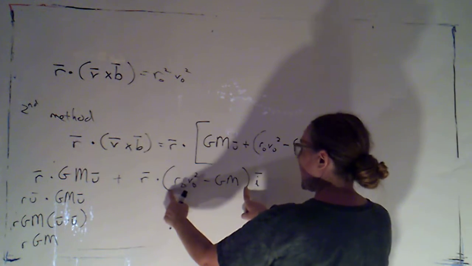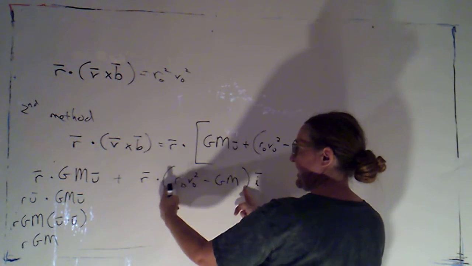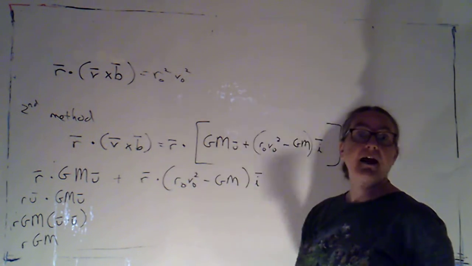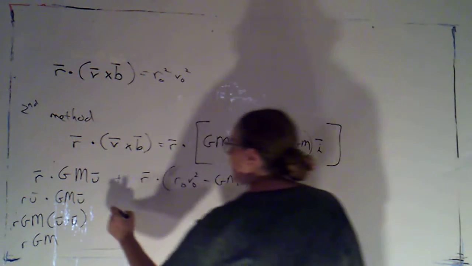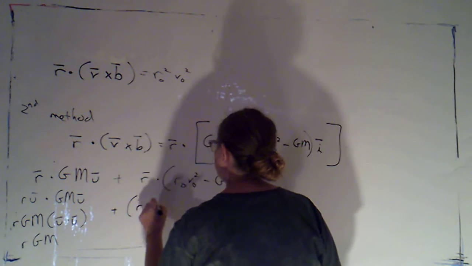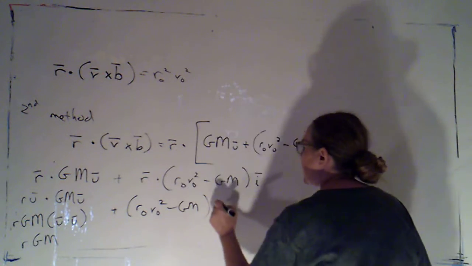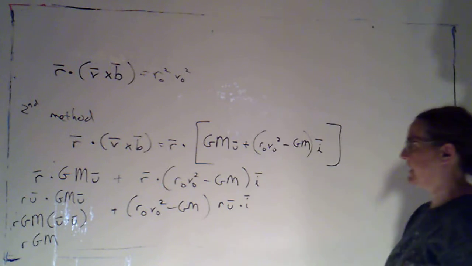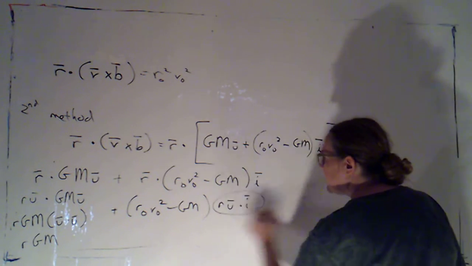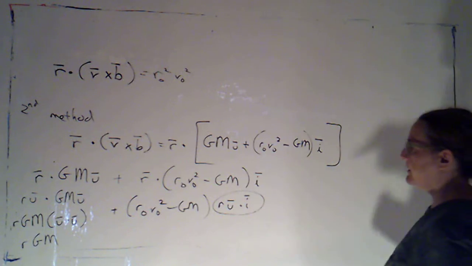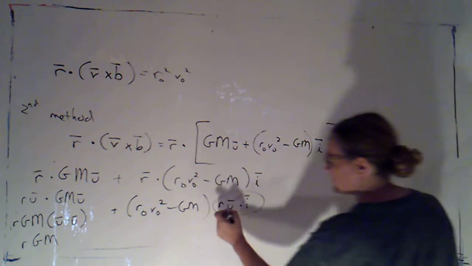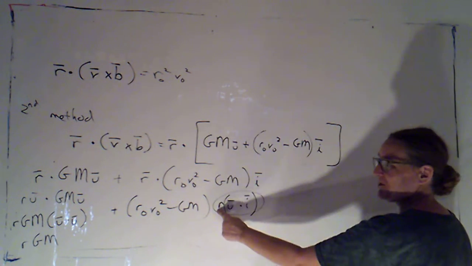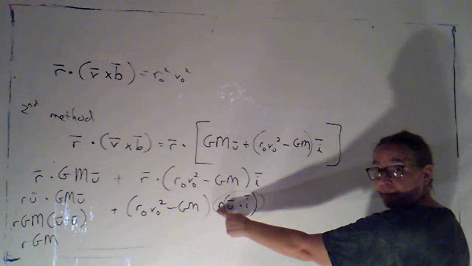Now here, I'm going to again use the fact that I can just take that scalar and bump it to the front. And I'm going to use the fact that I can rewrite R as R times U. So I can say my second term is R naught V naught squared minus GM times RU dotted with I. Now off to the side here, I'm going to work out the U dotted with I. I can actually keep that R outside as well. I can take U dotted with I and then multiply it by R after I do the dot product.